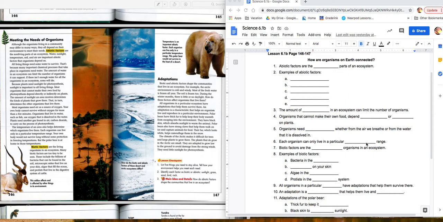Outside? No, I will definitely freeze to death. My body temperature will plummet too much and I'll die. And so animals can only survive, and plants the same thing, in certain temperatures. Okay, so those are all explanations of these abiotic factors.